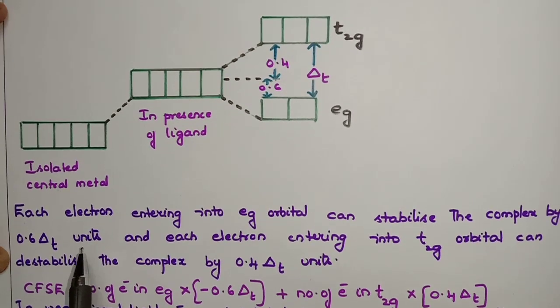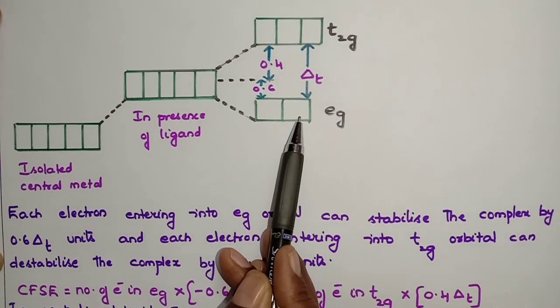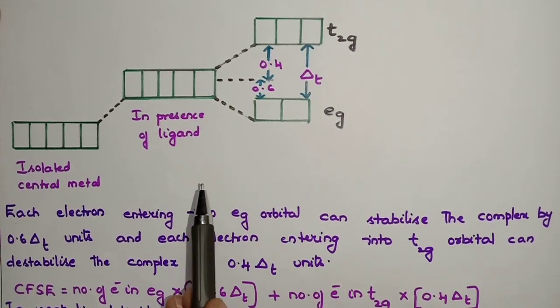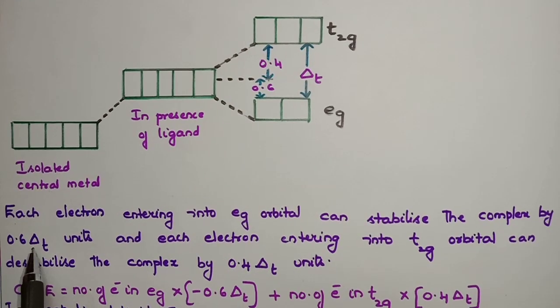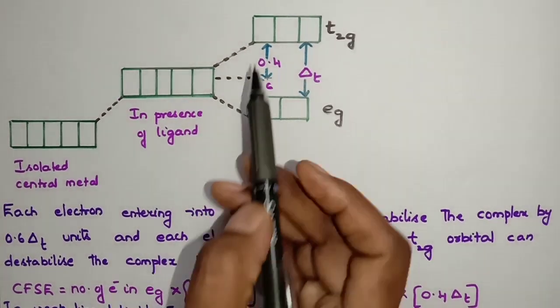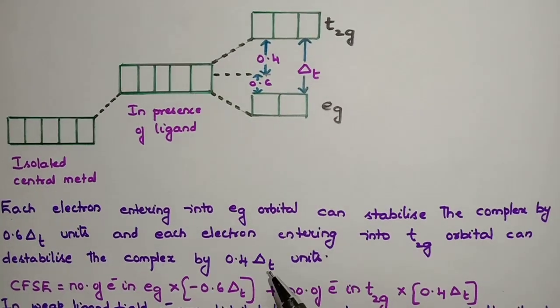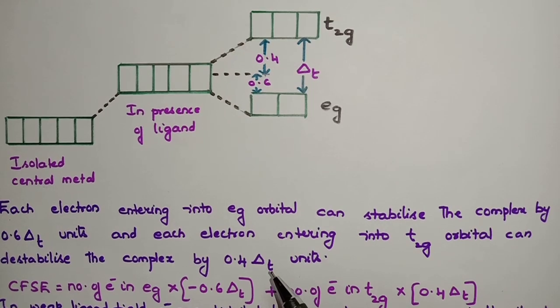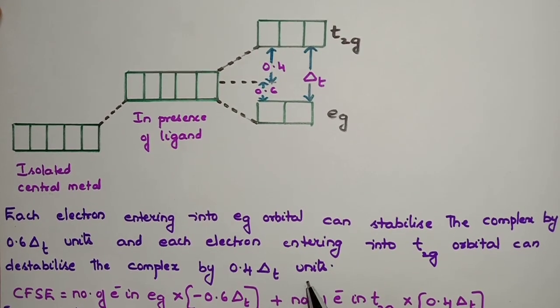Now each electron entering into eg orbital can stabilize the complex by 0.6 delta T units. Okay, so whichever electron is entering into the eg orbitals, it will stabilize the particular complex by how many delta T units? By 0.6 delta T units. And each electron entering into t2g orbital, what happens? It can destabilize the complex by 0.4 delta T units.